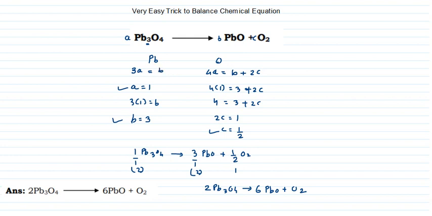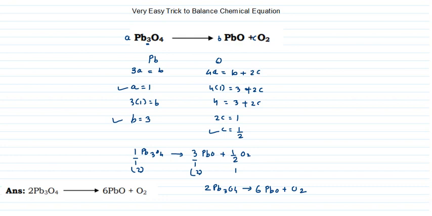Then you have to go with the oxygen. See here, oxygen is there, 4A on the left side. On the right side you have two different oxygens. First, where we are talking about B, there is 1 O, 1 B, basically B. Here you can say 2C.